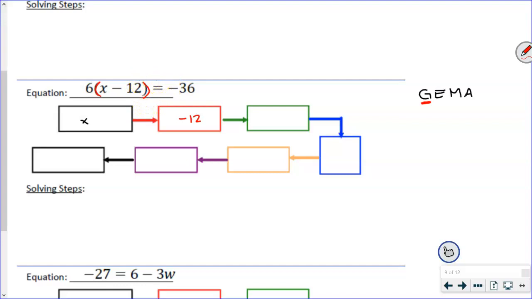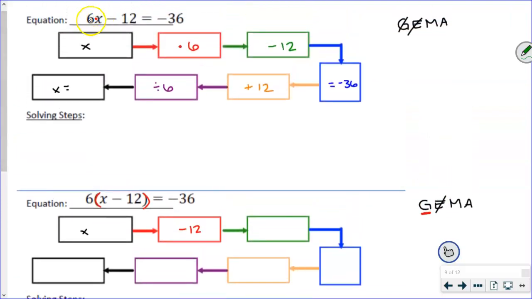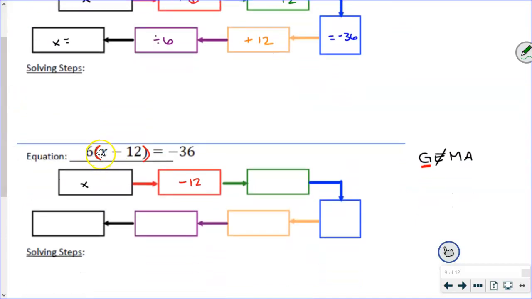So after we take care of those grouping symbols, any exponents? No, still no exponents. Any multiplication? Yeah, there is multiplication. Just like, let's compare it to this one up here. See how the 6 and x are right next to each other? That means 6 times x. Do you see how the 6 is right next to the parentheses? Our grouping symbol, that means 6 is multiplied by the parentheses. So what happened next? We multiplied by 6.